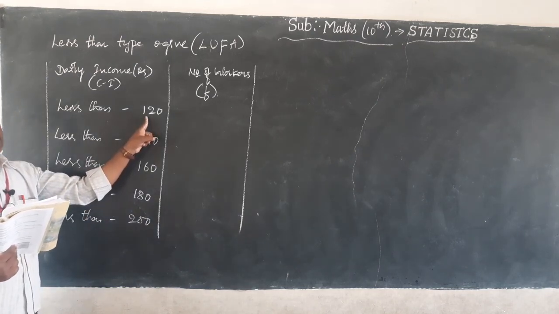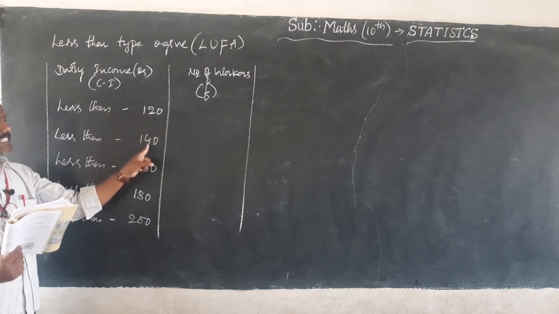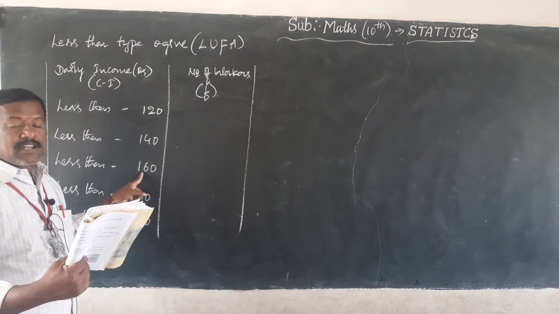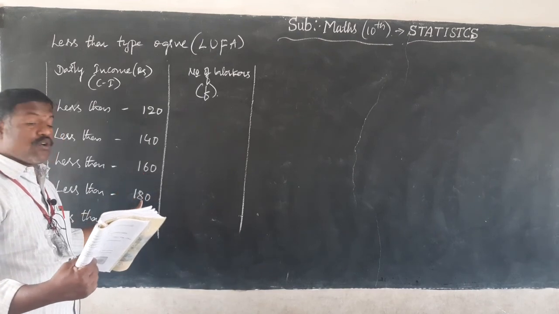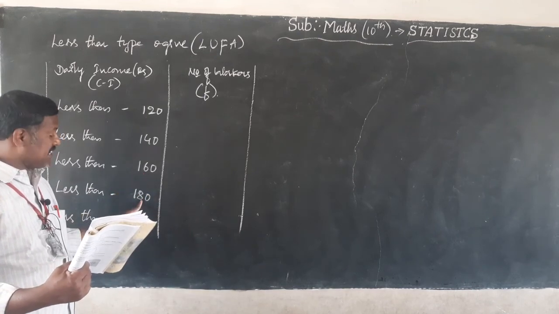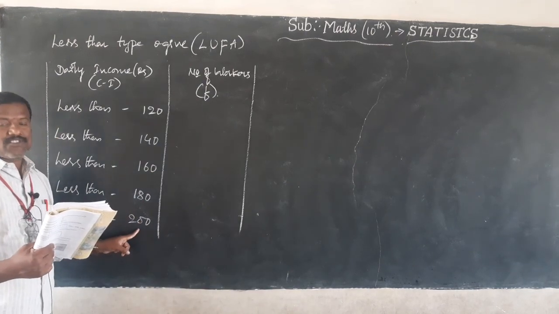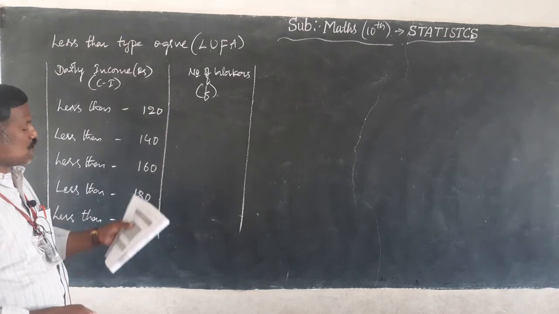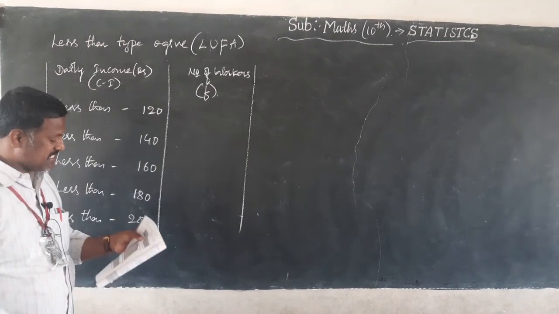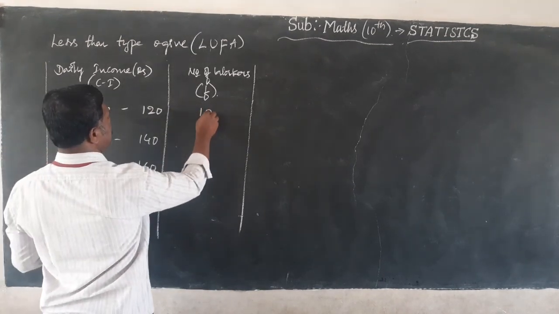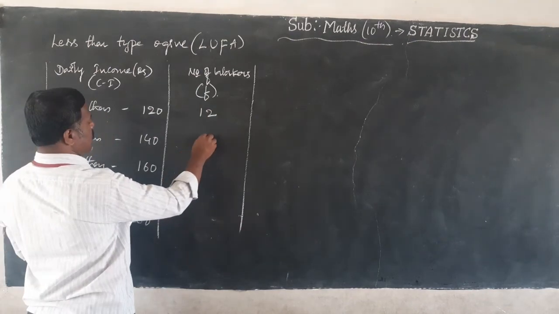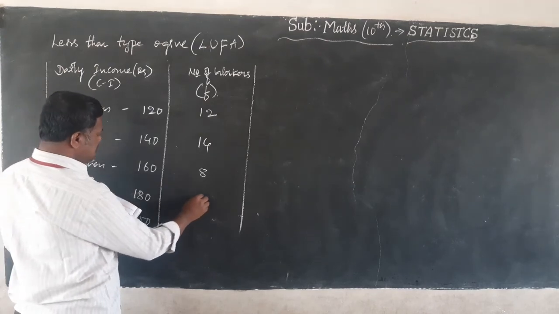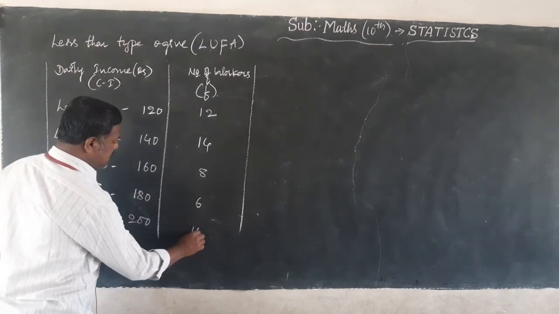That's why here we have taken only the upper limits. For the first class interval, the upper limit is 120. Second class interval, upper limit is 140. Third, 160. Fourth, 180. And the fifth class interval, the upper limit is 200. Next, we take the frequency as it is: 12, then 14, then 8, then 6, and the last one is 10.